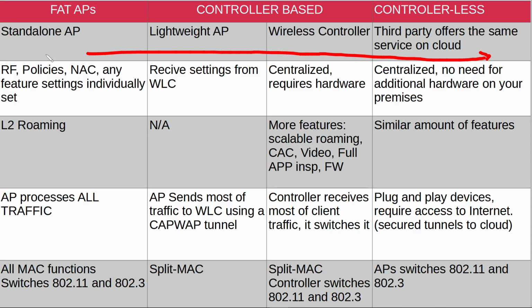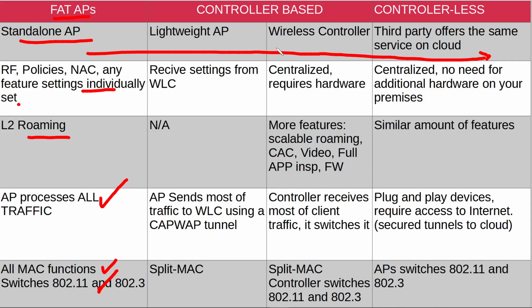In the beginning, you will use standalone access points that were also known as FAT access points because they will do everything. They will process all traffic, they will do all MAC functions, and they will switch traffic between wireless and wired networks. They will offer a limited set of features, for instance, layer 2 roaming, but the downside of this solution was that if you want to add a new feature or change an existing one, you will have to go and change it individually at each access point.